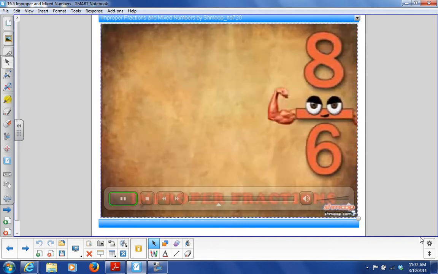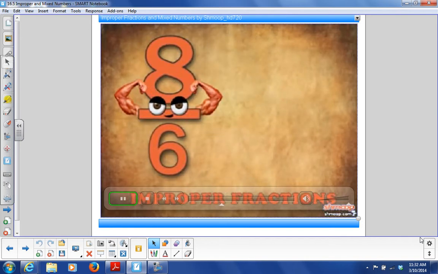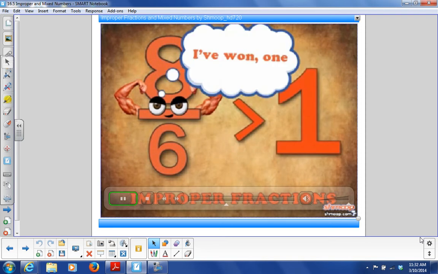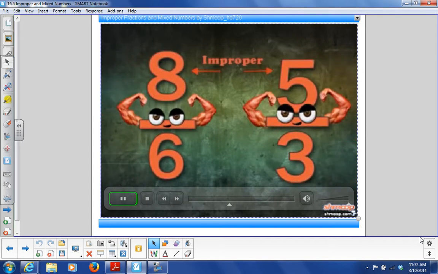Improper fractions, on the other hand, are a little full of themselves. They've got big heads. Well, big numerators, anyway. In improper fractions, the numerator is bigger than the denominator, which means they're greater than one. Since fractions aren't supposed to be greater than one, we call these guys improper. They're a bit on the rude side.